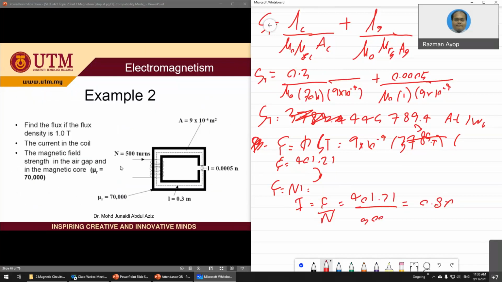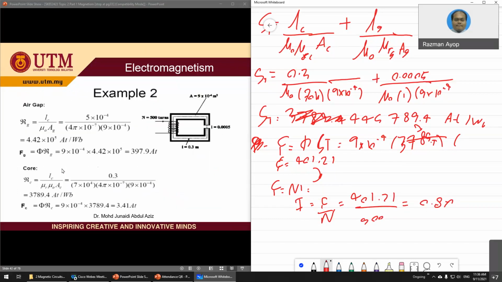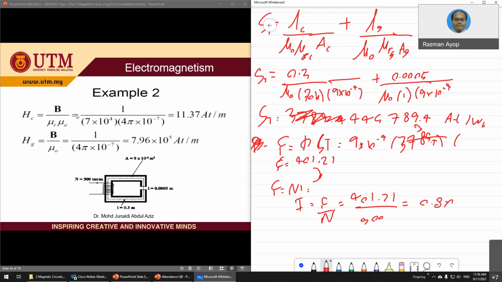And next part is to find the magnetic field strength, which is H. So H is just B divided by mu naught mu R. Remember B is already given, it is 1. If they don't mention the location, it means that B is the same for both locations. B at the core and B at the gap is the same. Only the mu is different. So you can calculate it using this method.